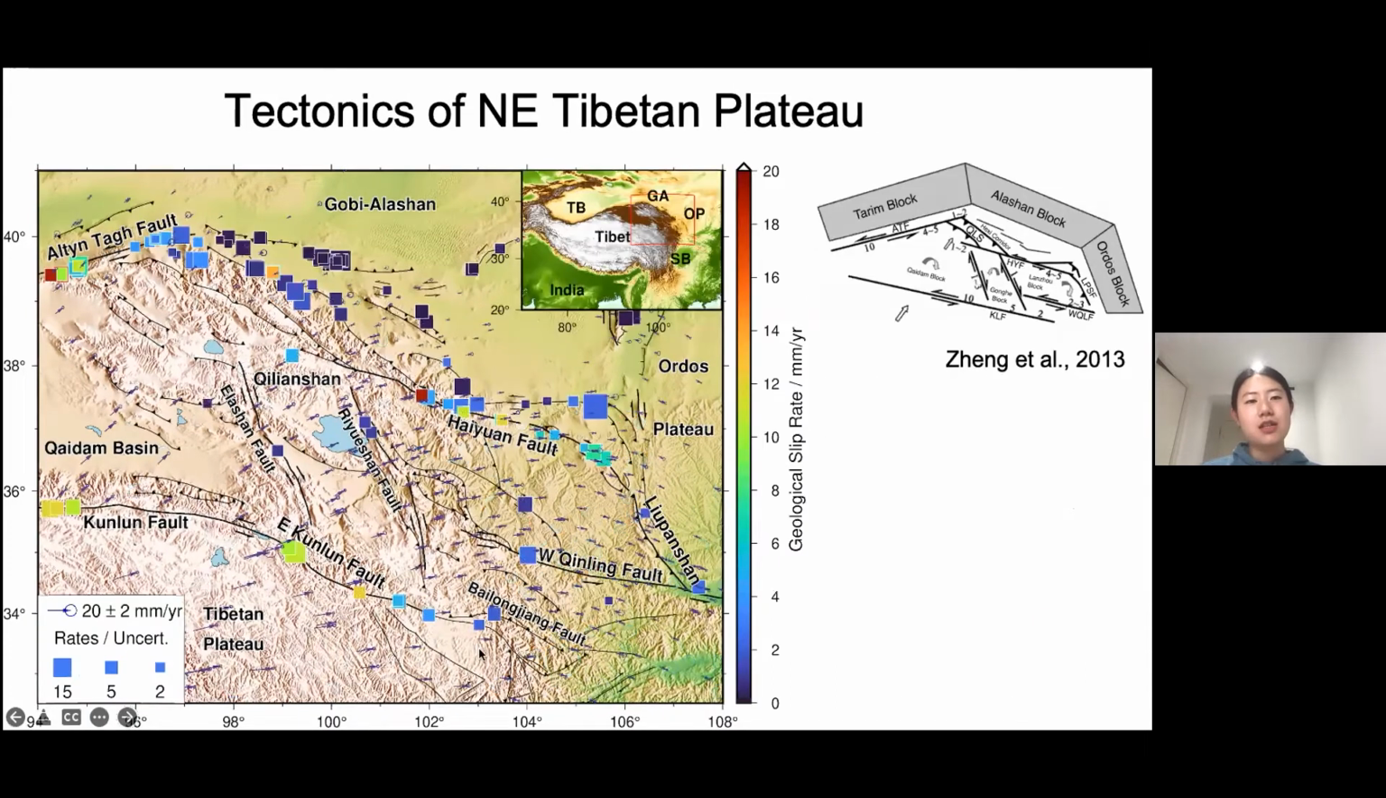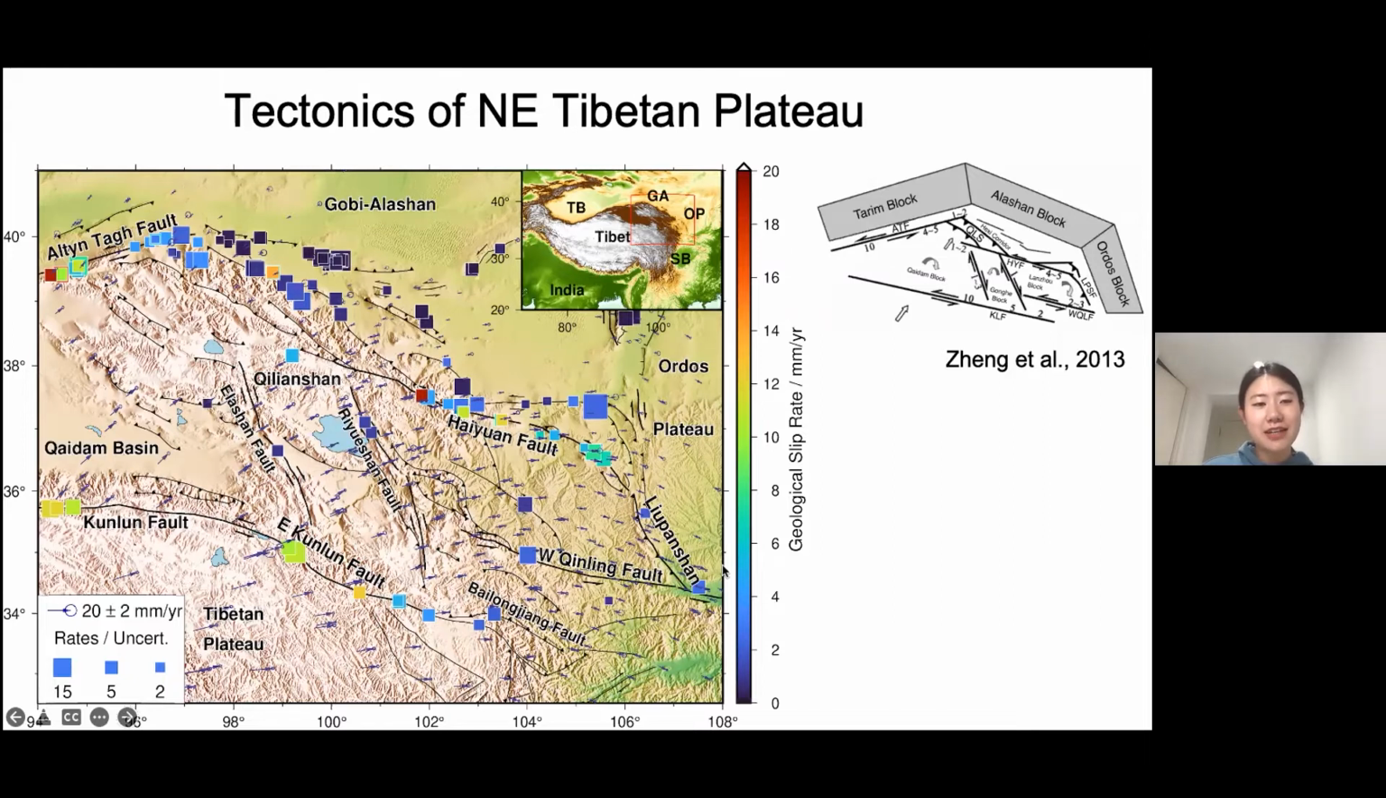The second motivation is to better understand the tectonics. In the northeast Tibetan Plateau, the tectonics is dominated by three major strike-slip faults, which are the Altyn Tagh, Haiyuan, and East Kunlun faults. But there are also a lot more thrusts in the Qilian Shan and conjugate strike-slip faults in the other direction. Previously, geological slip rates have been dotted around mostly the major strike-slip faults, and very rarely were they measured on the secondary faults.